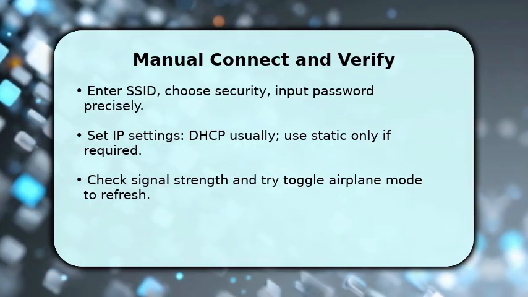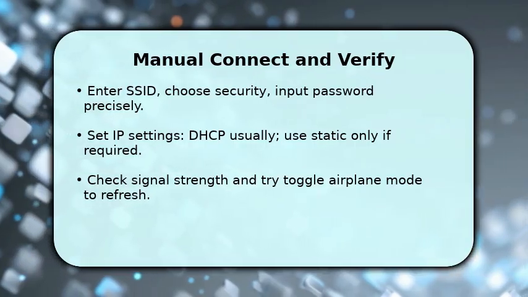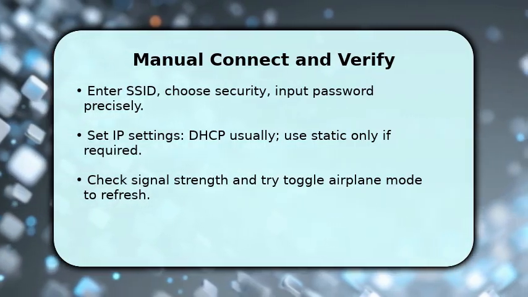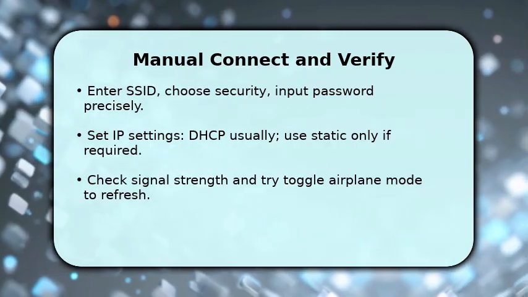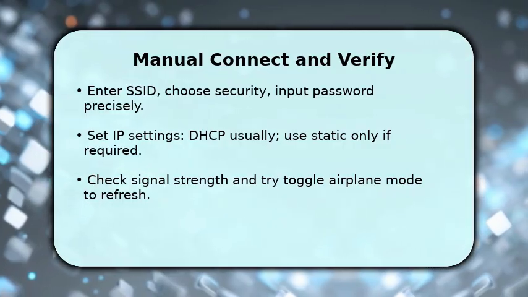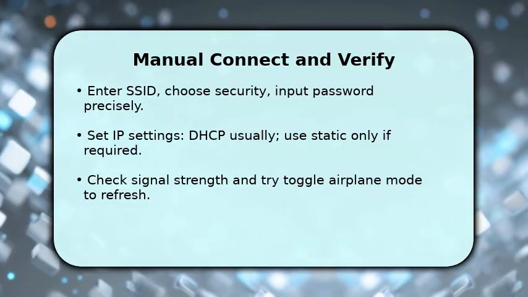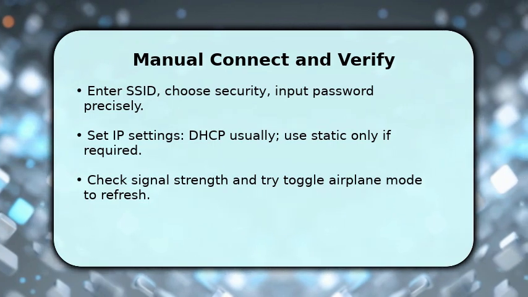If connection fails, inspect IP settings, leave DHCP unless your network needs a static IP, then enter the correct address, gateway, and DNS. Also try toggling airplane mode or turning Wi-Fi off and on to force a fresh scan. To finish, save the network profile and test browsing to confirm internet access.